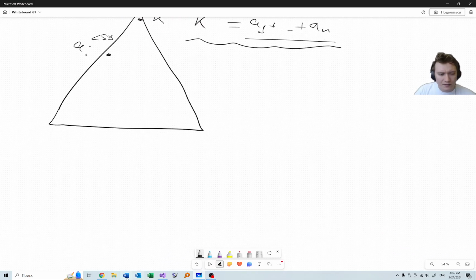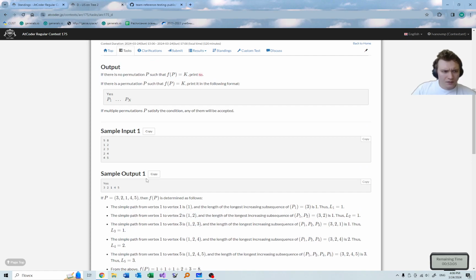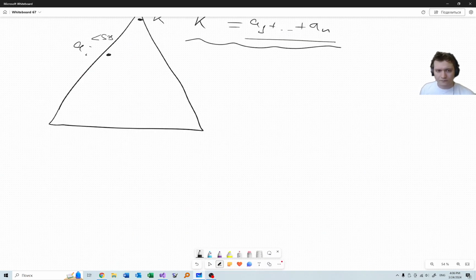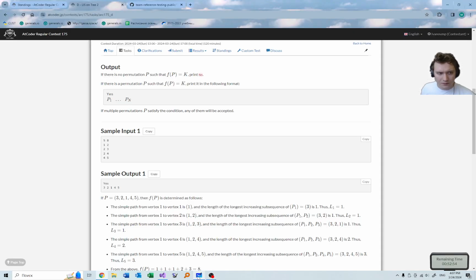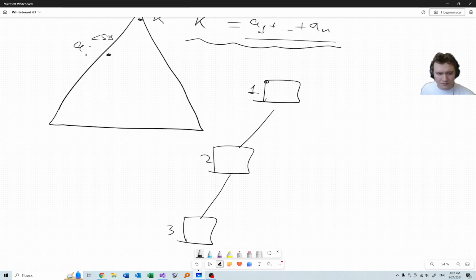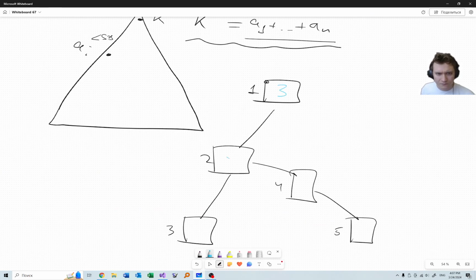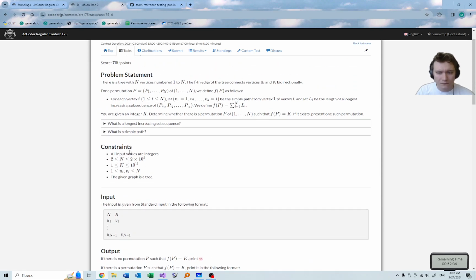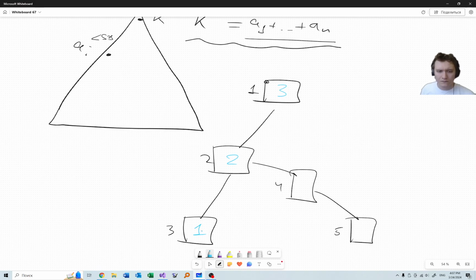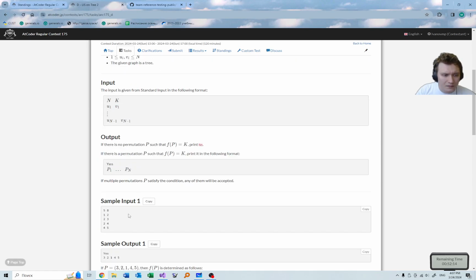First of all, let's take this sample, I think. 1, 2, 2, 3, 2, 4, 4, 5. And they say that they want to put theater 1 for 5. Let's count the longest increasing sequences. So it is 1, here it's 1, here it's 1, here it's 2, here it's 3. In total it is 8. And it should be 8.